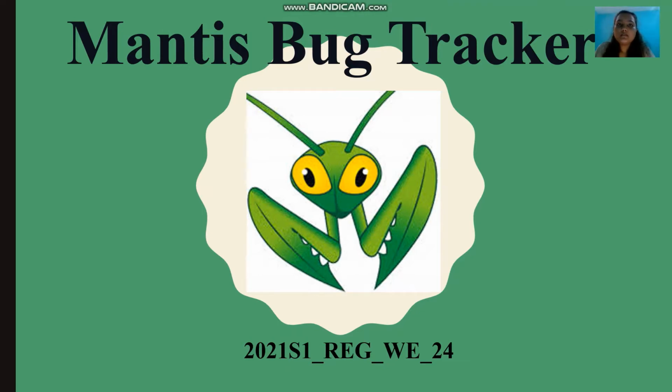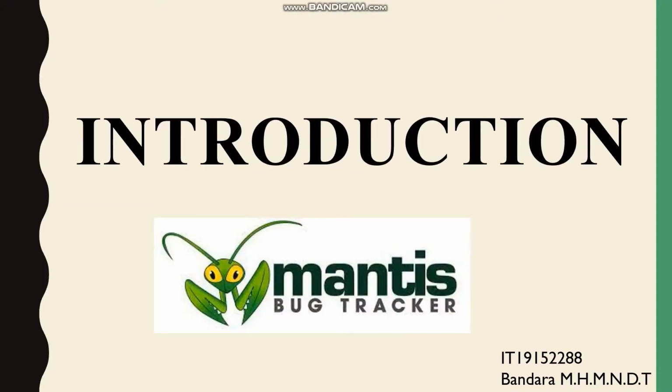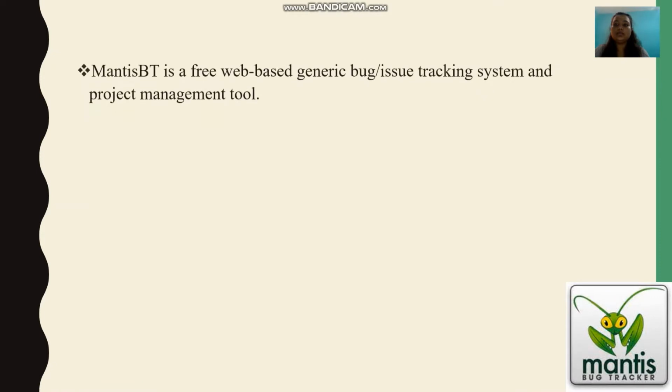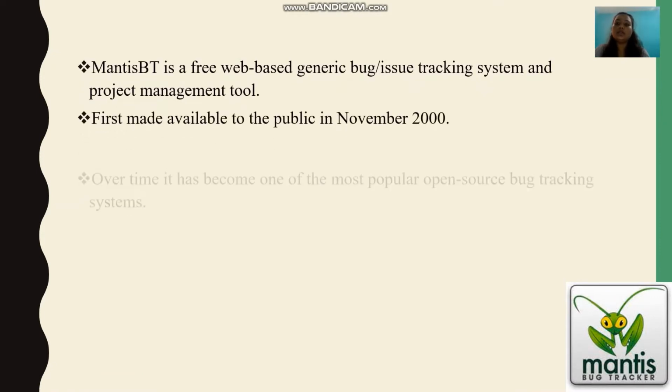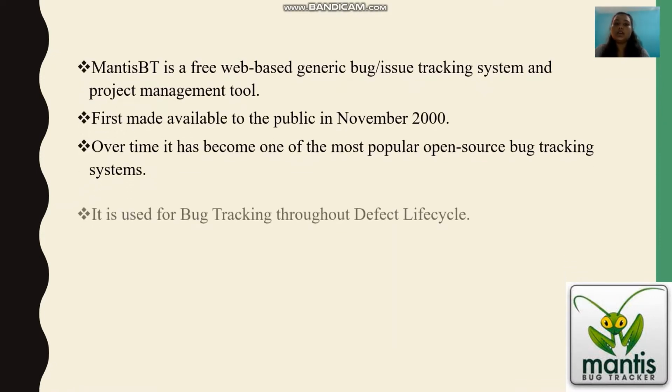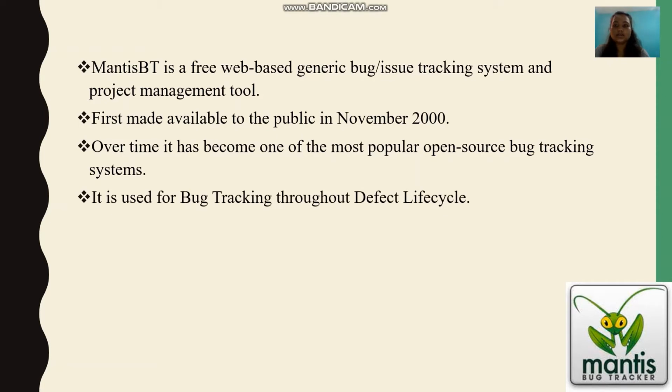Even after a successful app development, testing plays a major role. A testing and tracking toolkit is used for testing purposes. Mantis bug tracker is also a bug tracking system which is used during the testing phase. Mantis bug tracker is one of the most popular web-based generic bug tracking systems and project management tools. It is used for bug tracking throughout the defect lifecycle.